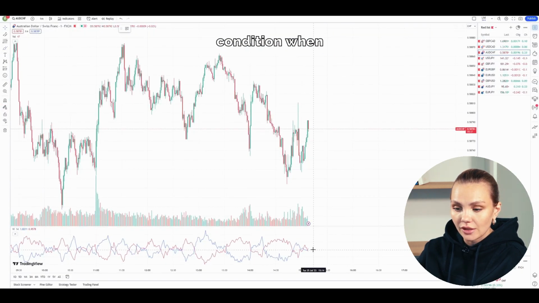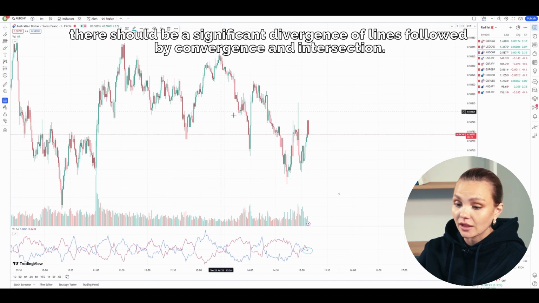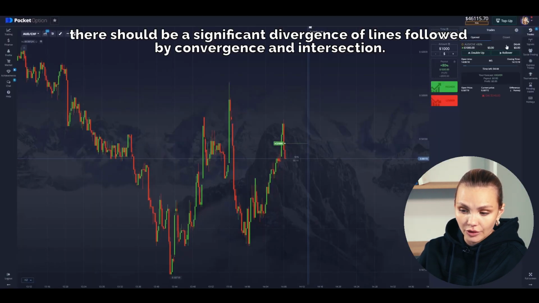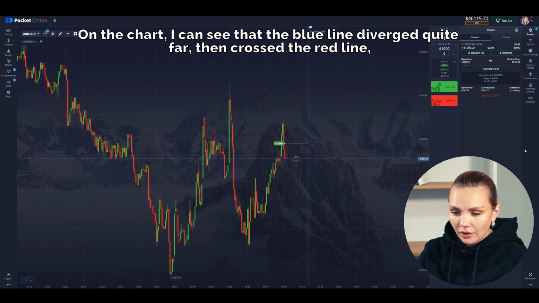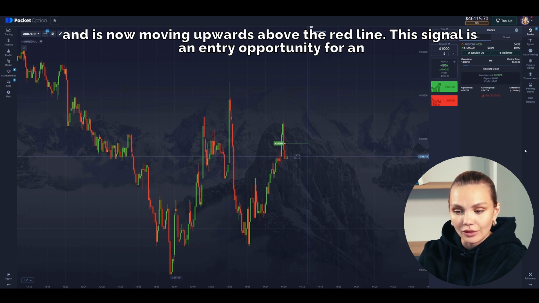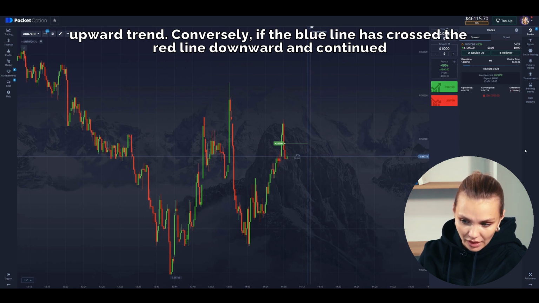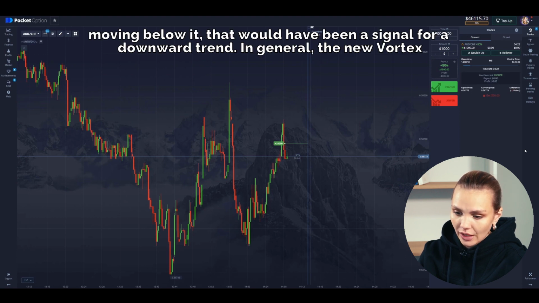There is an important condition when trading with the Vortex strategy. We need a strong crossover of the indicator, which means there should be a significant divergence of lines followed by convergence and intersection. On the chart, I can see that the blue line diverged quite far, then crossed the red line, and is now moving upwards above the red line. This signals an entry opportunity for an upward trend. Conversely, if the blue line had crossed the red line downward and continued moving below it, that would have been a signal for a downward trend.